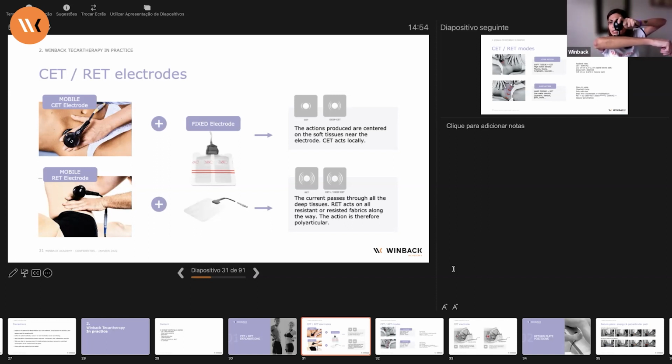So it's important that you keep moving when you do a set stimulation, okay? The red, and this is the metal one that has no cover, the current passes through all the deep tissues until the return plate. So you have to notice where to put the return plate and where we will have the active electrode. The action with the red is polyarticular. The action on set is local. Okay?